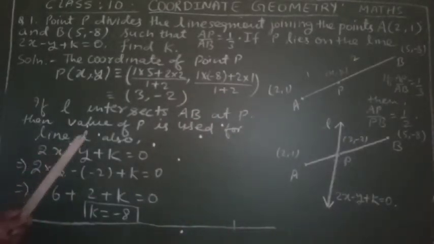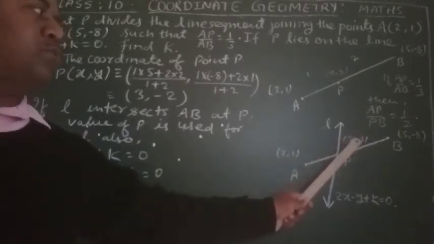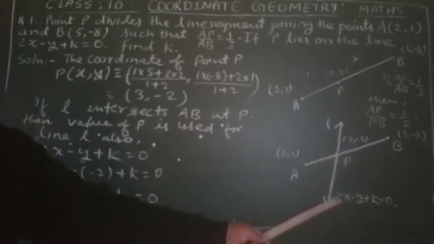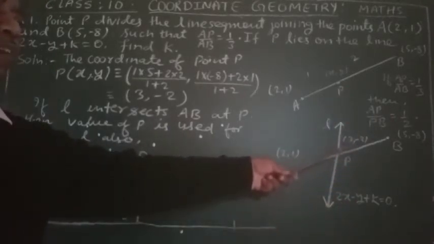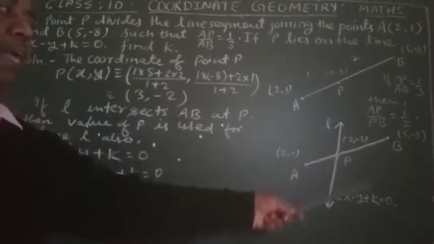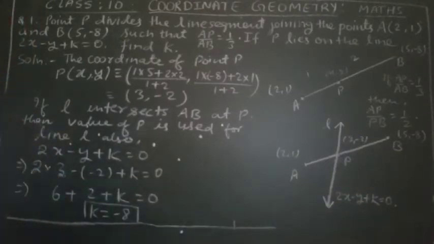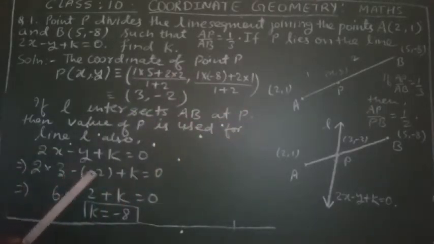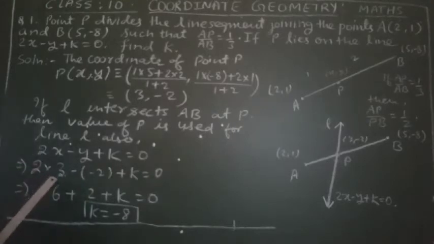Okay. So what is the value of P? It is used for AB also and line L also. Clear? The value of P is (3, -2). This is the x value of P, I put in the place of x in this equation. And this is the y value of P, I put in the place of y in this equation. In 2x minus y plus k equal to 0, x value is 3 and y value is -2. So 2 into 3 minus (-2) plus k equal to 0. It is 6 plus 2, 8. 6 plus 2 is 8, it will go to that side, so k equals -8. This is the solution. Okay, this is the solution.